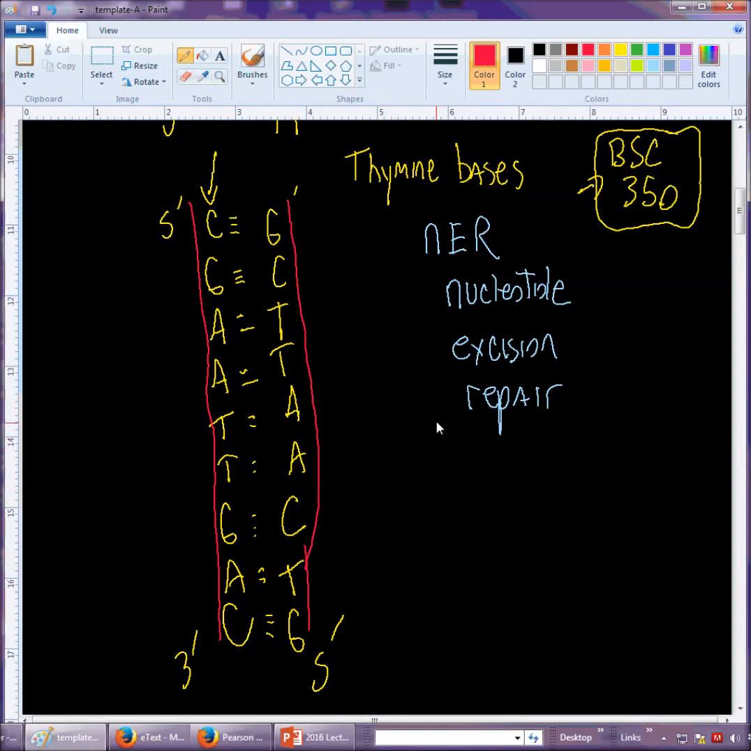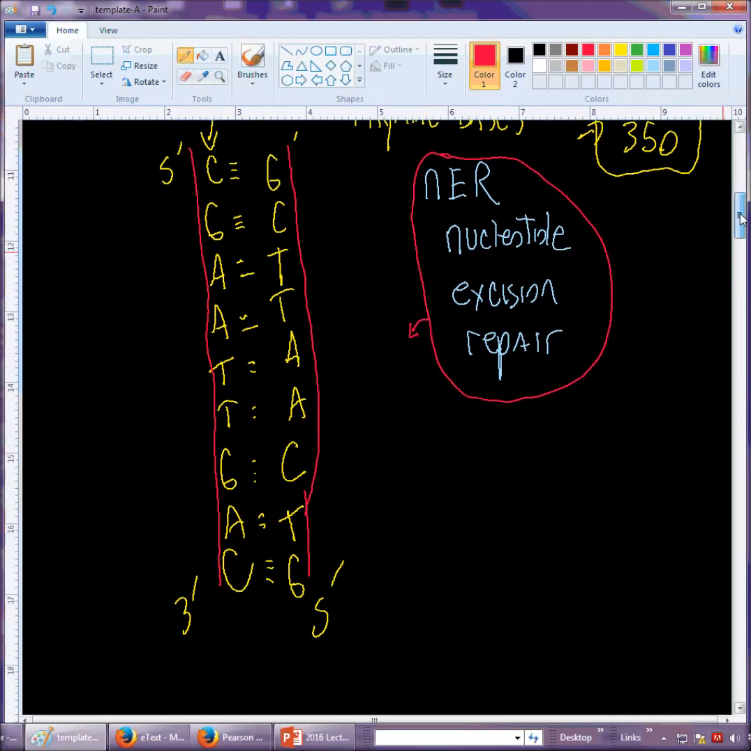Okay, perfect. So that's one of the repair processes. This fixes other things other than pyrimidine dimers or thymine dimers. So it's a very important repair process, but it happens to also be very important for fixing those thymine dimers that result from going out in the sun. So let's go back to the question now.